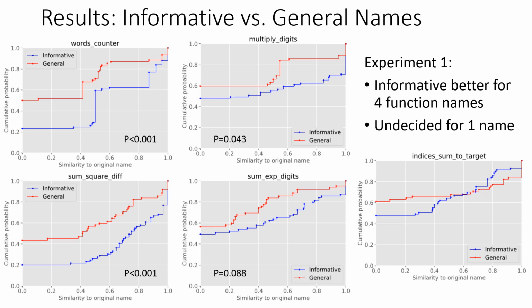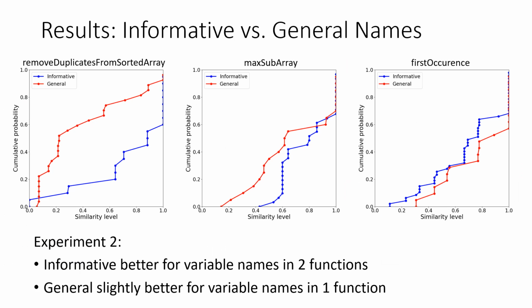The first results compare the long informative names, those with focused words in blue, with the less informative ones using general words in red. In experiment 1, informative names led to better recollection in 4 of 5 function names. In 3 of them, the difference was statistically significant based on the Mann-Whitney test. In experiment 2, the informative names led to better recollection for the variables in 2 of 3 functions. In the third function, the general names led to slightly better recollection.